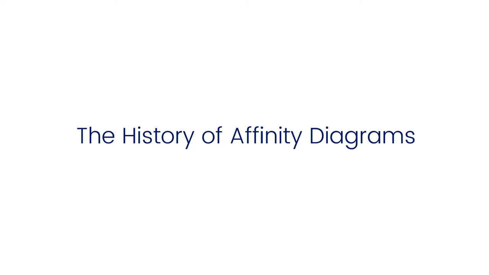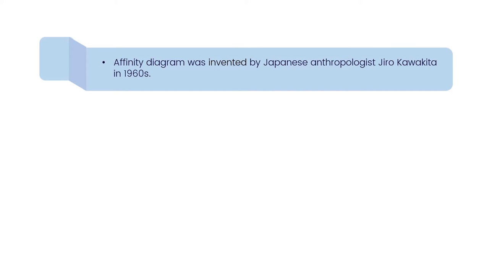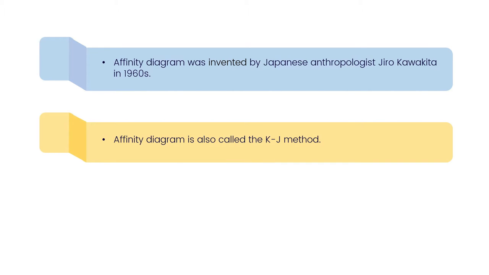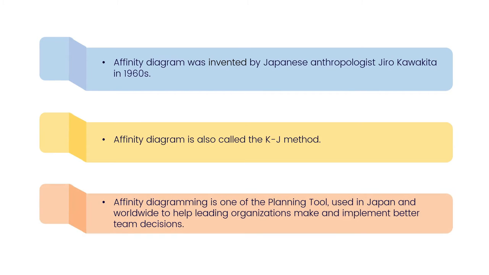Let's look into the history of Affinity Diagrams. The Affinity Diagram was invented by Japanese anthropologist Jiro Kawakita in the 1960s. An Affinity Diagram is also called the KJ method. Affinity Diagramming is one of the planning tools used in Japan and worldwide to help leading organizations make and implement better team decisions.